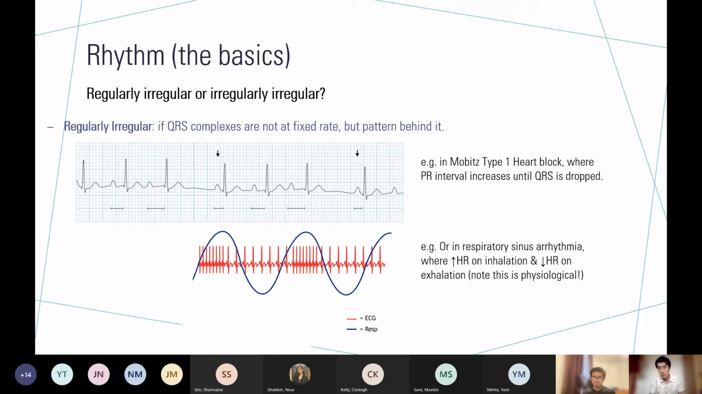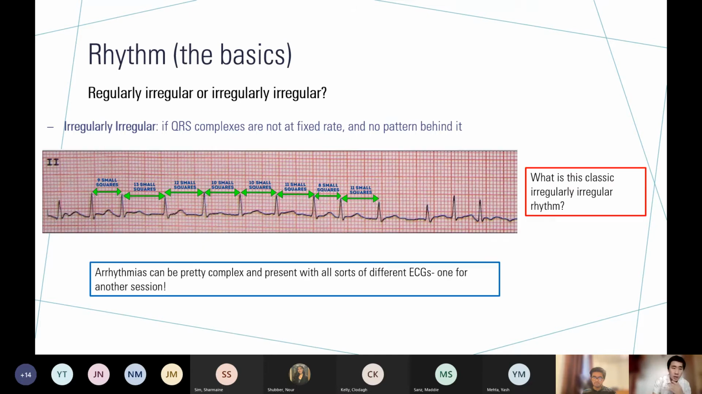Or in respiratory sinus arrhythmia, where the heart rate increases on inhalation and decreases on exhalation. Okay, this is normal. You see it a lot, particularly in kids. So those are regularly irregular. There's a pattern behind it. Irregularly irregular is when there's no fixed rate, no pattern behind it. You can't really predict it.